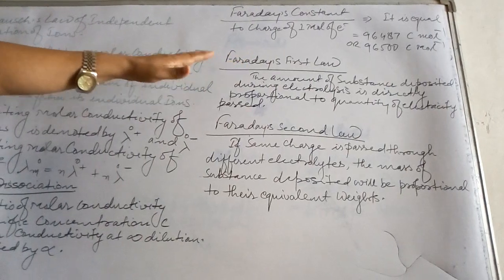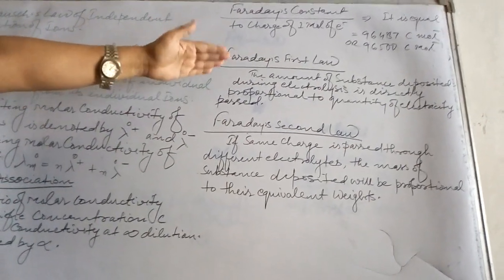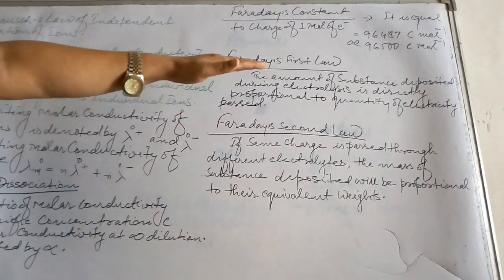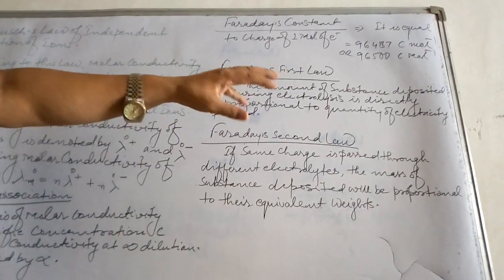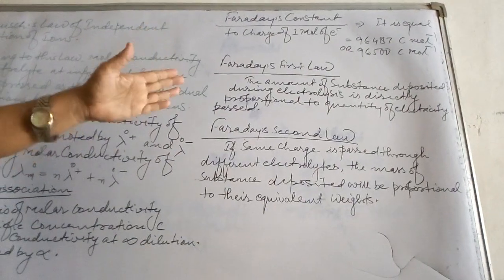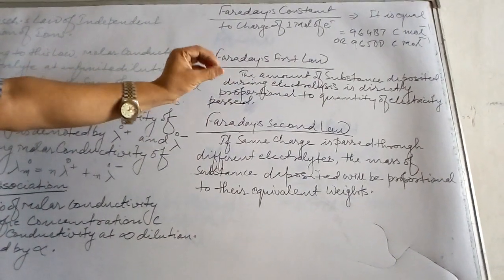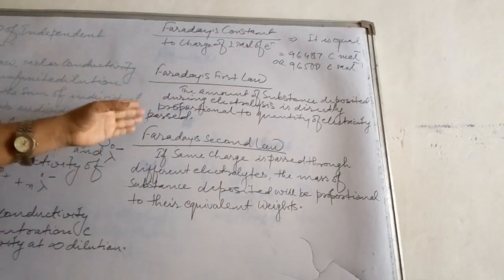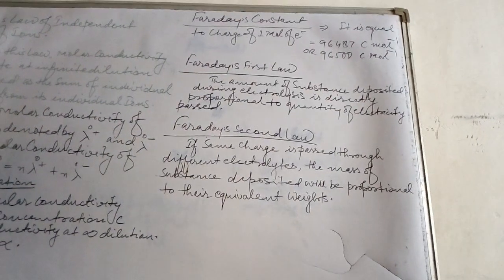Children, there are two laws given by Faraday. What is Faraday's first law? According to Faraday's first law, the amount of substance deposited during electrolysis is directly proportional to the quantity of electricity passed. It means the amount of substance deposited on the cathode during electrolysis is directly proportional to the quantity of electricity passed.